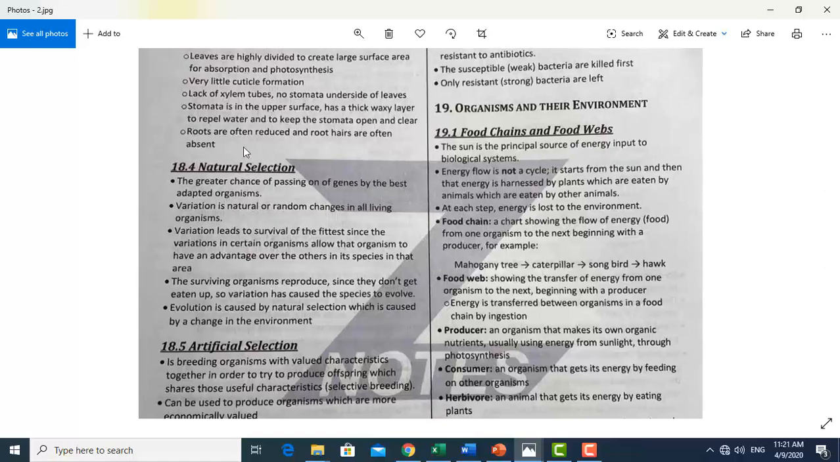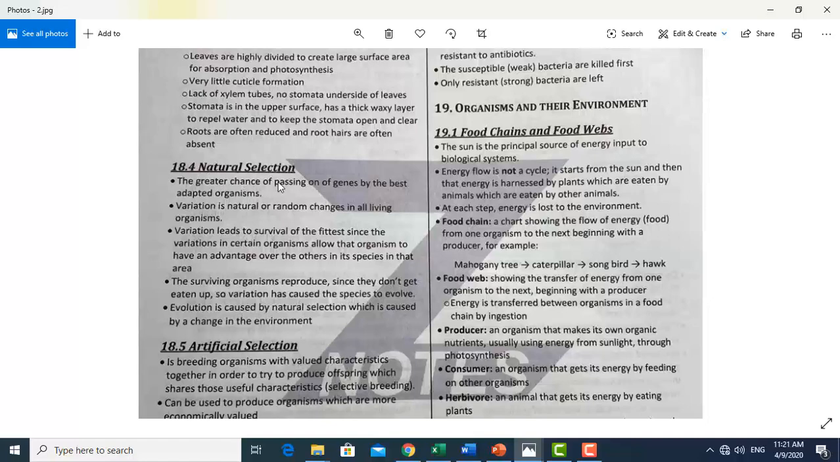As for the roots, they are often reduced and root hairs are often absent. Those who are submerged in water, you won't find any roots or root hair cells. Only those who actually grow in soil have root hair cells, because root hair cells are tiny extensions of the root, submerged in the soil and expanded to absorb much water and minerals to take back to the plant.